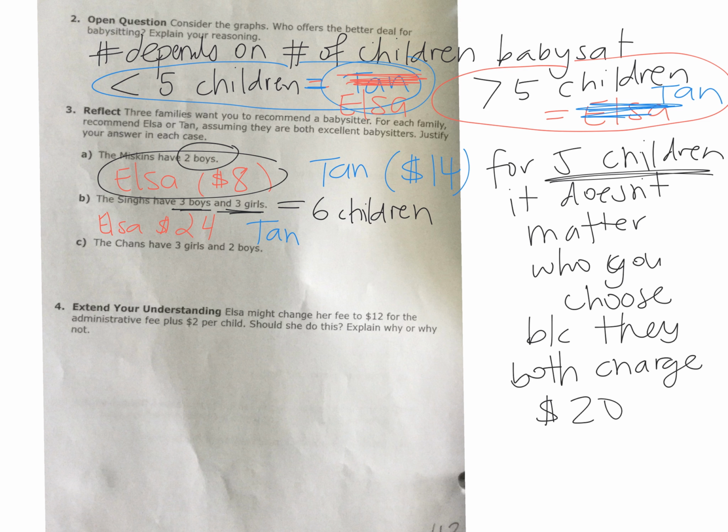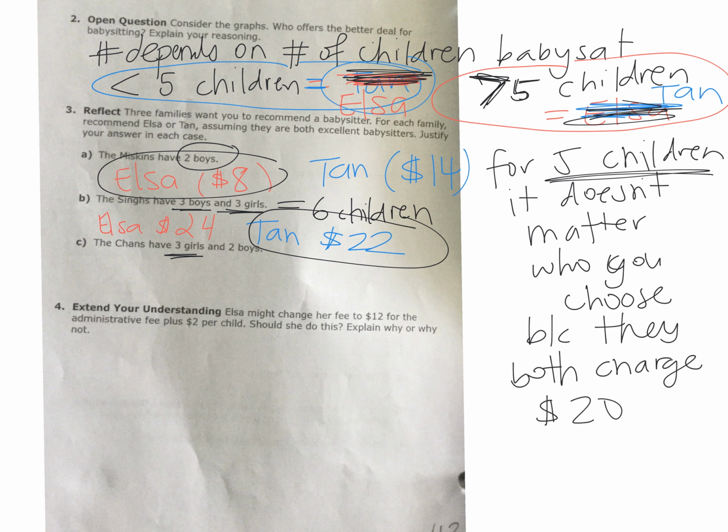How much does Tan charge for 6 children? She charges $10 and then $2 per child, $22. So who is cheaper? Tan. Good. And again, more than 5 children, Tan is cheaper. Less than 5 children, Elsa is cheaper.